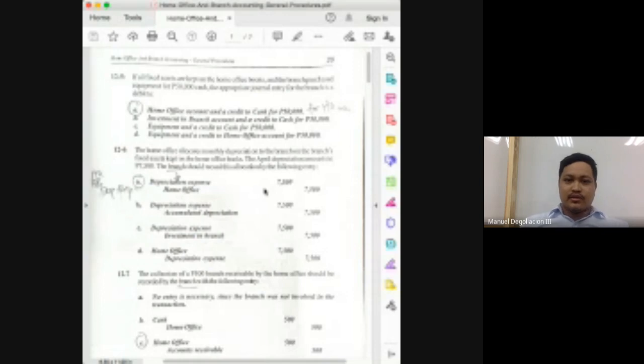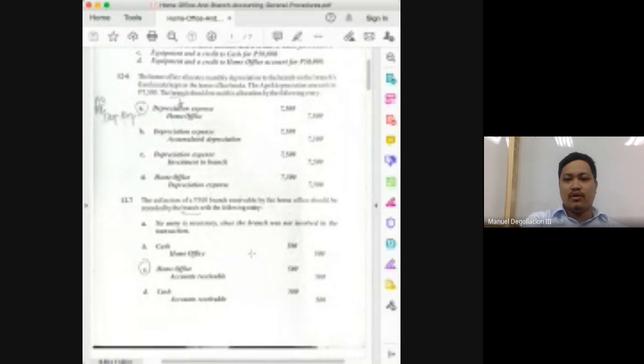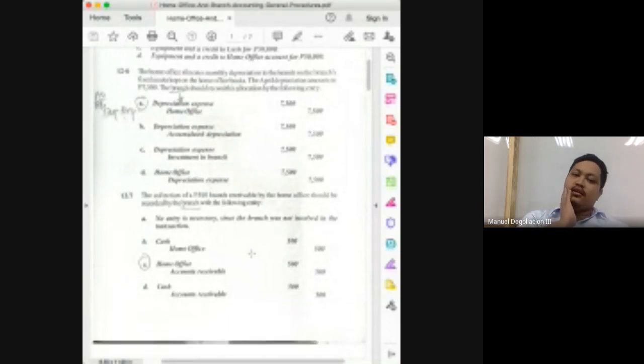I want us to continue with problem 7 first, just to practice our use of our expanded definition of investment and withdrawal. I believe I have given this as an example before. The collection of, this is a new transaction. The collection of a 500 peso branch receivable by the home office should be recorded by the branch with the following entry. Do you have the same problem in your textbook? Okay. 5,000.